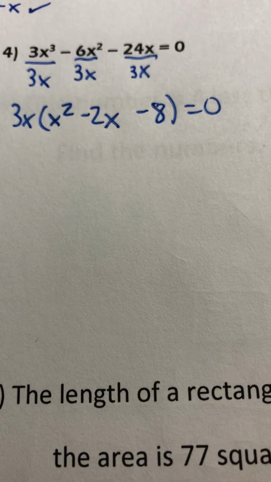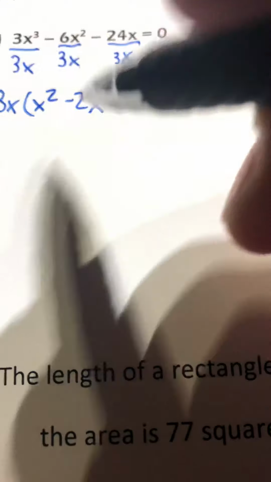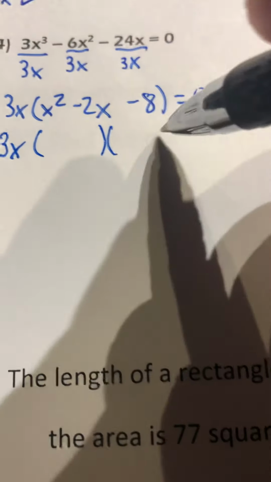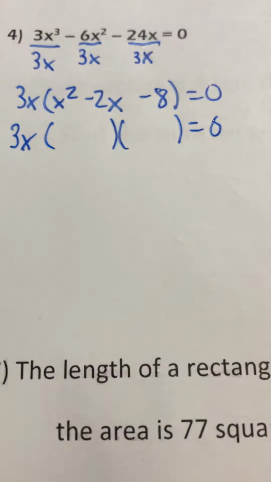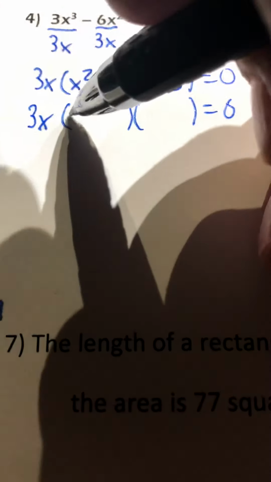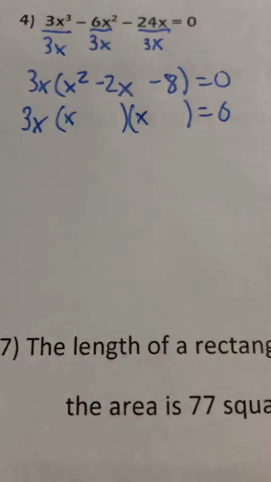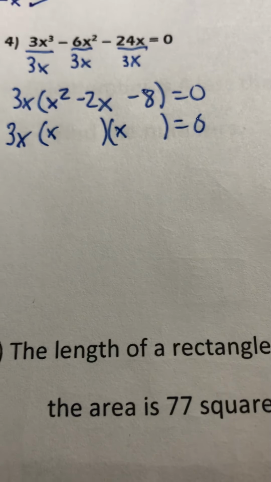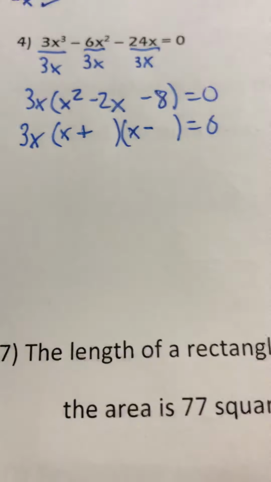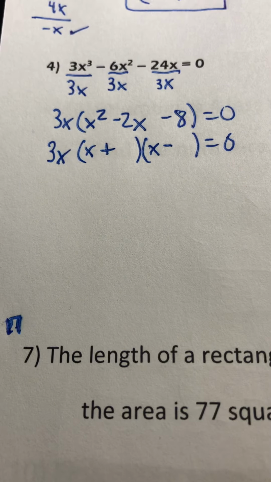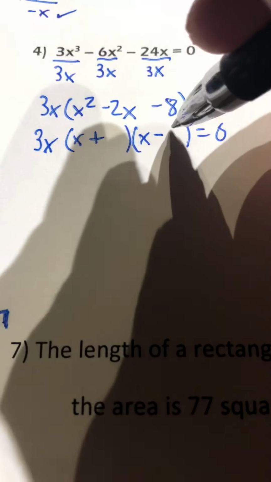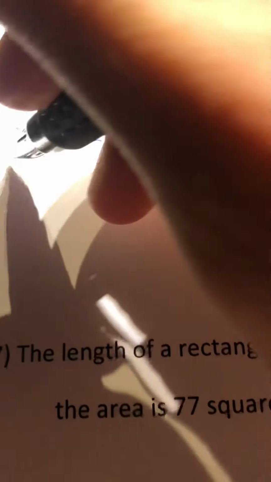Now we have to factor what's left over. This is going to be a trinomial guess and check. So we have 2 sets of parentheses. Here we have x and x. The last sign is negative, so the signs must be opposite. Factors of 8 that will give us a -2 would be -4 and +2.